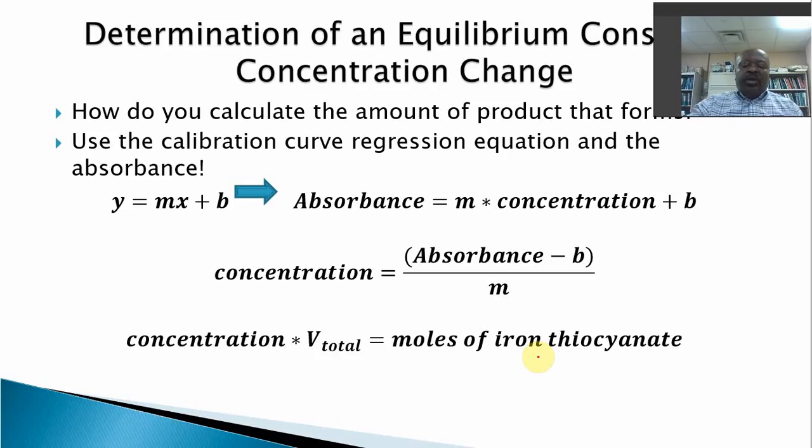How? Well, we're going to measure the absorbance. And if we have a calibration plot, then the concentration, in our case, moles per liter, is equal to the absorbance minus the B in the calibration plot divided by M. Sure. So I know the concentration.